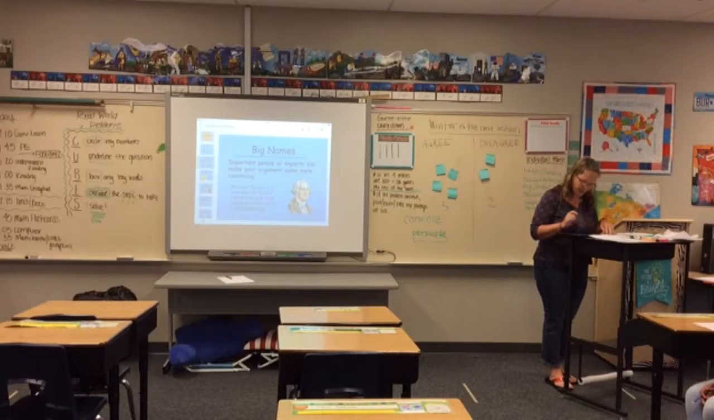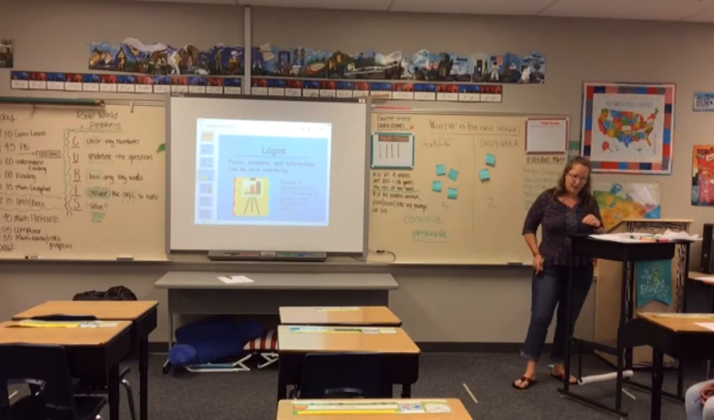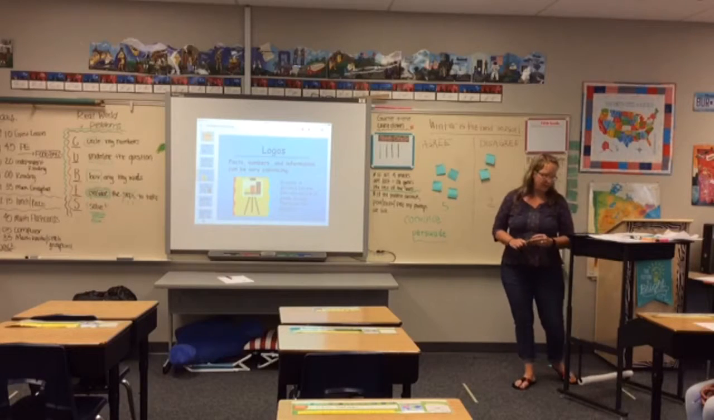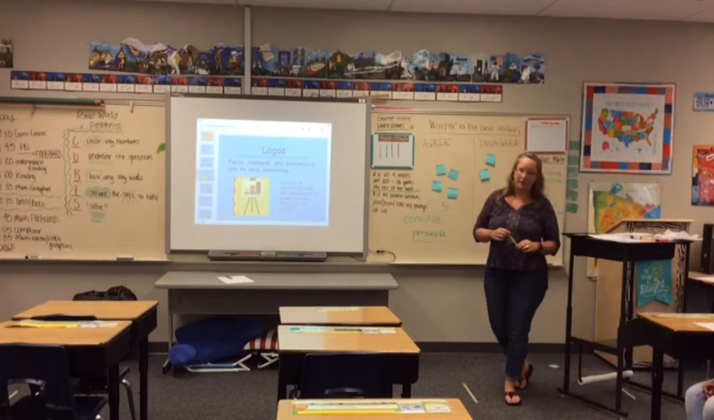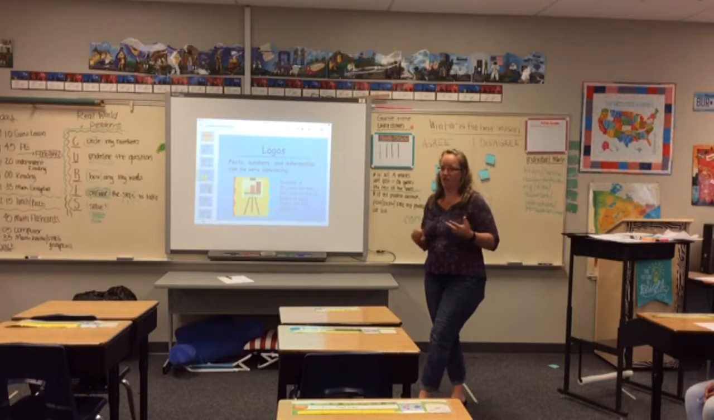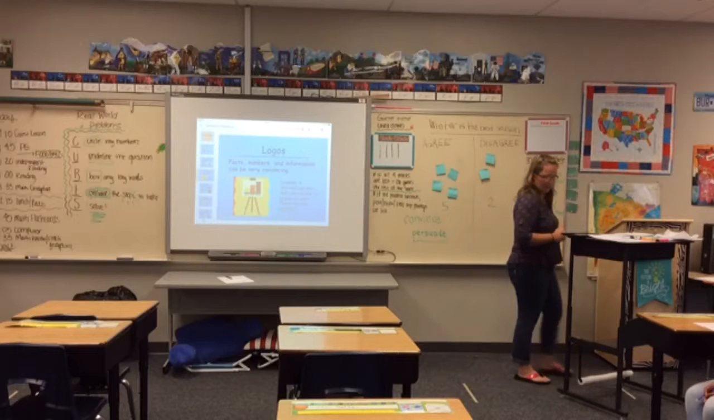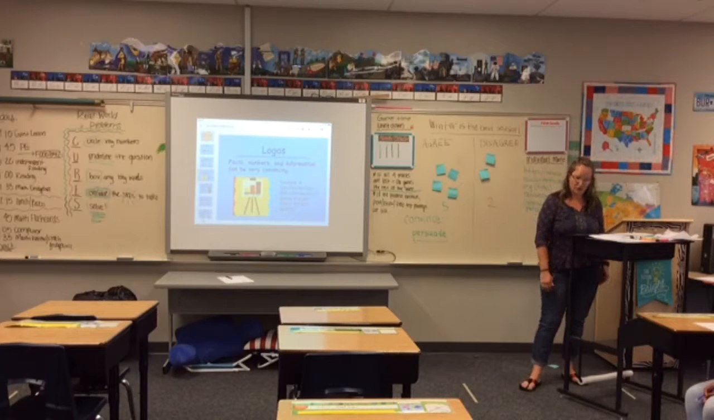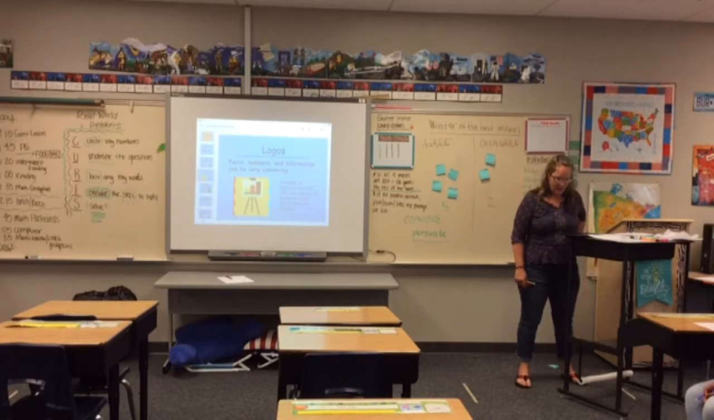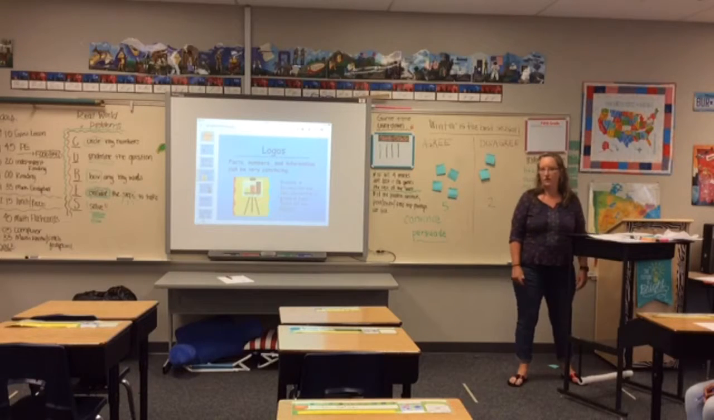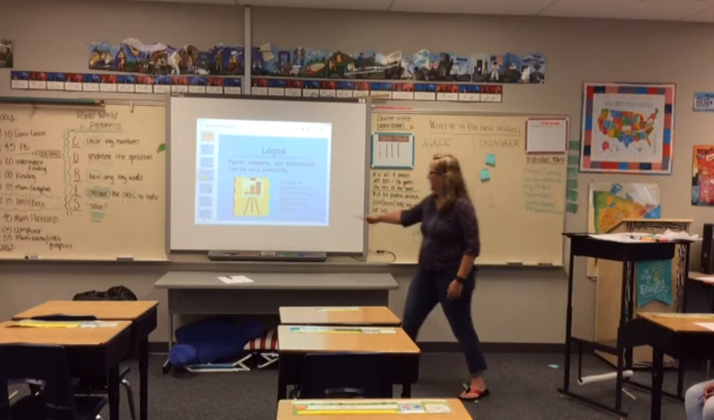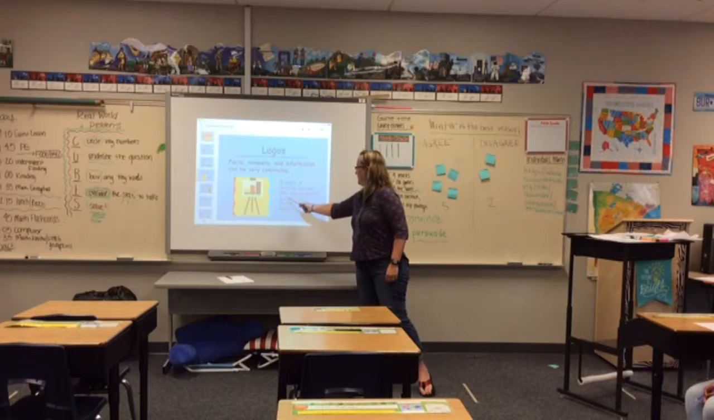Persuasion. The next one is logos, and that's using facts, numbers, and information to convince someone. Okay, so the example they use here is a Snickers bar has 280 calories and 30 grams of sugar. That is not very healthy. So do you see the numbers they're using? They're using facts, numbers, and information.